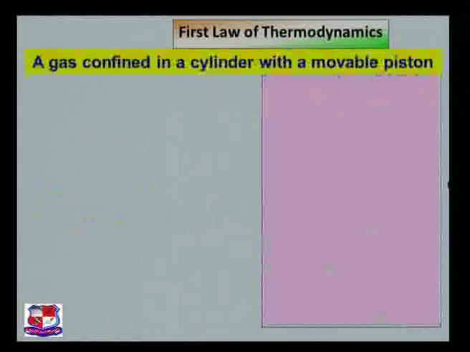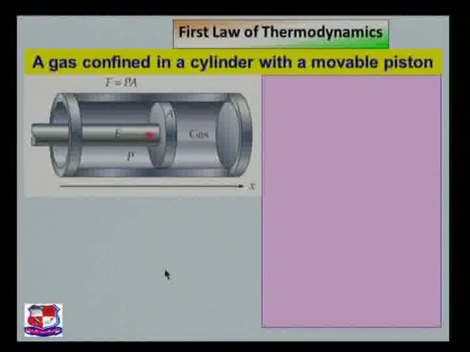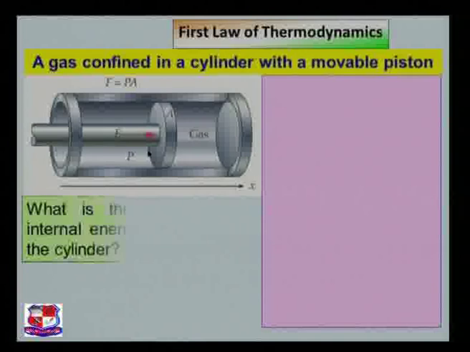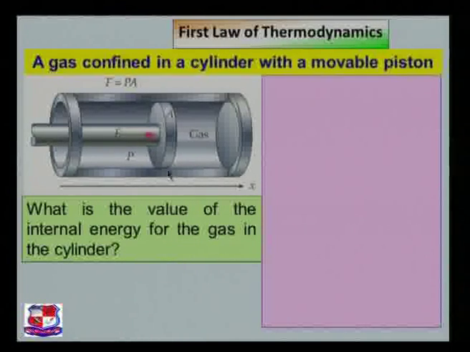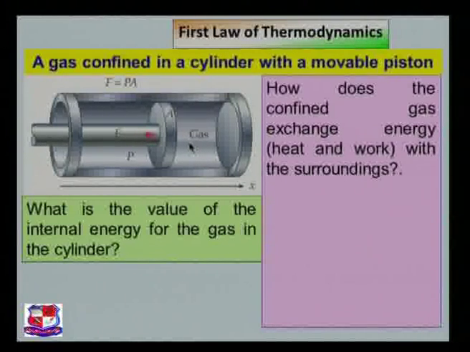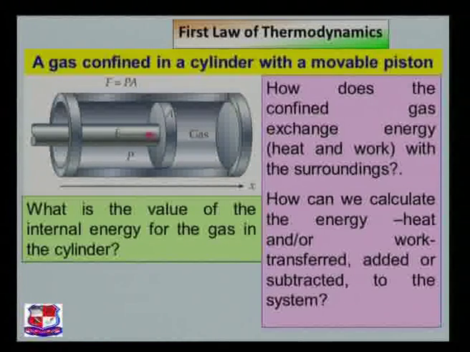produce the mechanical work. Now first law, application of first law, a gas confined in a cylinder with a movable piston. Here piston is movable, this is the cylinder and here gas is there. The force applied is equal to pressure into area, the pressure over here multiplied by the cross sectional area of the cylinder. What is the value of the internal energy for the gas in the cylinder, and how does the confined gas exchange energy with the surroundings, and how can we calculate the energy, that is heat and or work transferred, added or subtracted to the system.